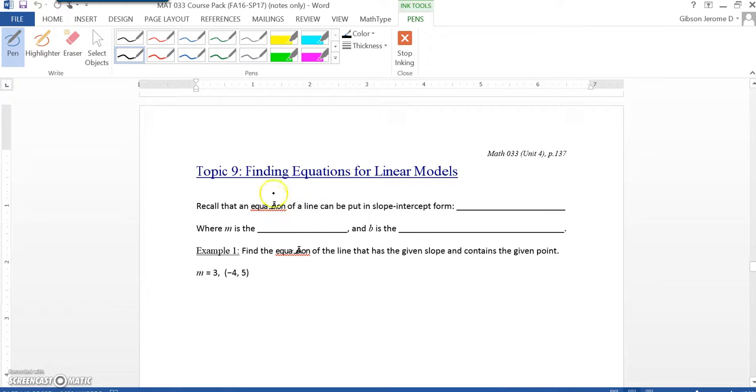Hello class, we're about to start Unit 4, Topic 9, Finding Equations for Linear Models. Recall that an equation of a line can be put in slope-intercept form, which we know is y equals mx plus b, where m is the slope and b is the y-intercept. And we typically write it as an ordered pair like (0, b).